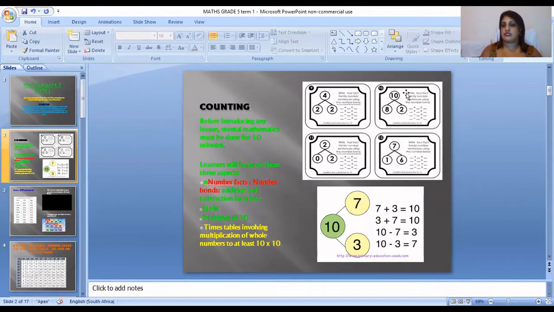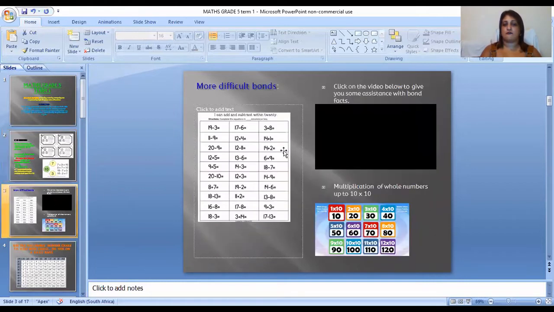Now, let's look at this example. Here we've got 10, which is the whole number, 8 and 2 are parts. So part plus part gives me whole, 8 plus 2 gives me 10, or 2 plus 8 gives me 10. Or I could say whole minus part gives me part. So 10 minus 8 gives me 2, or 10 minus 2 gives me 8. Right? Now, this I will show you in a video clip now, which will make you understand it better.